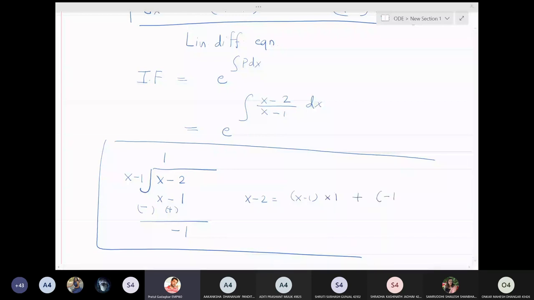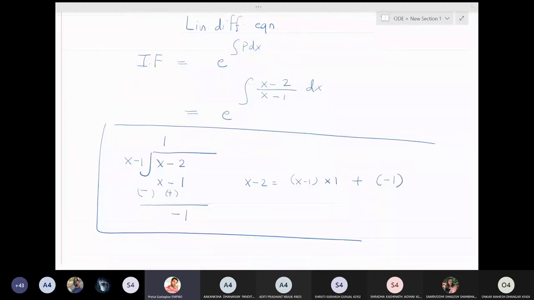If you know a trick, you can do it by your own method; I'm doing it by my method. So I divide x minus 2 by x minus 1, and we get x minus 2 upon x minus 1 is equal to 1 minus 1 upon x minus 1. So x minus 2 upon x minus 1 will be replaced by 1 minus 1 upon x minus 1.